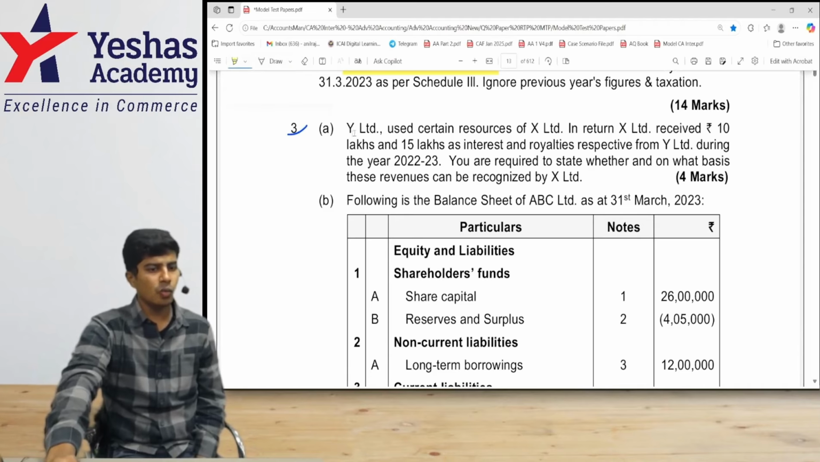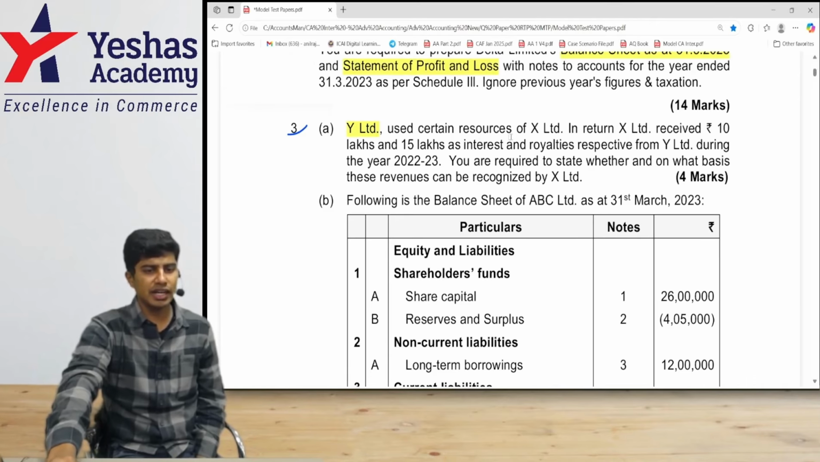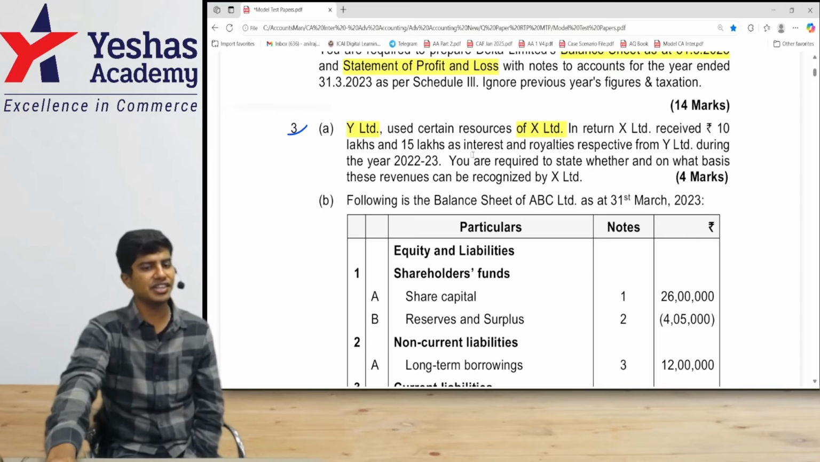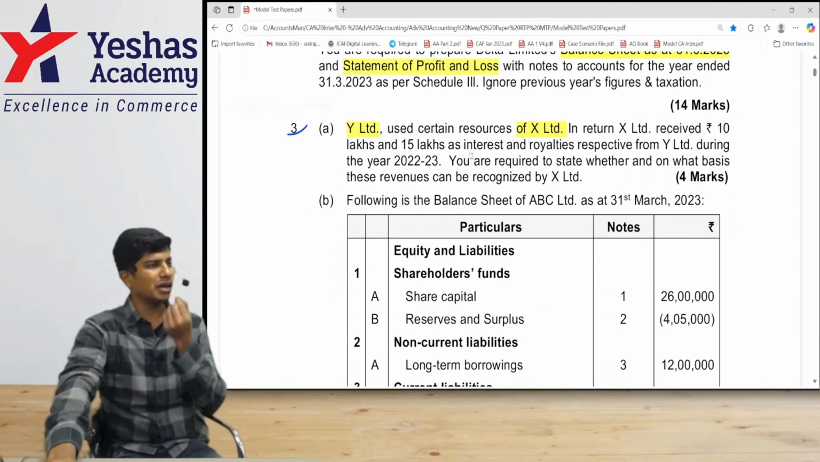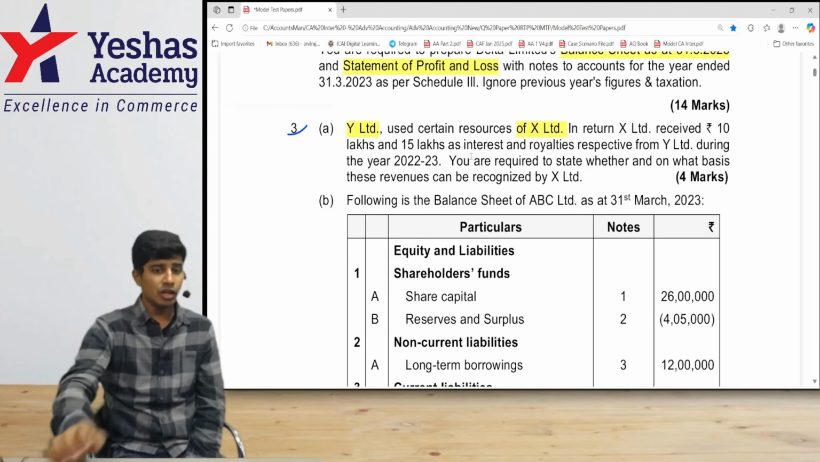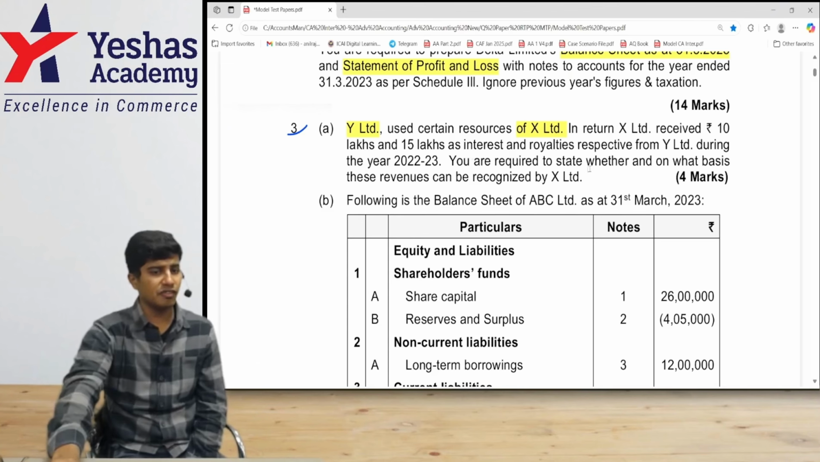Let's begin. Y Limited used certain resources of X Limited. In return, X Limited received rupees 10 lakh and 15 lakh as interest and royalty. What resources have been used? Resources used is money. They have given money to the other party and maybe some intellectual property also. You received 10 lakh rupees interest and 15 lakh rupees royalty from Y Limited during the year 22-23. You are required to state whether and on what basis these revenues can be recognized.